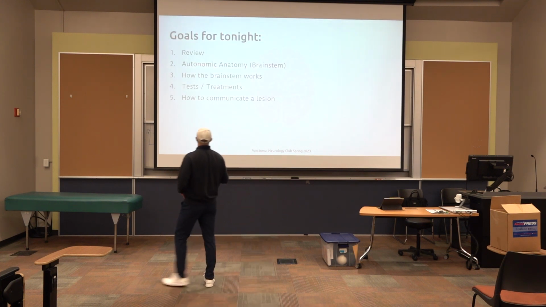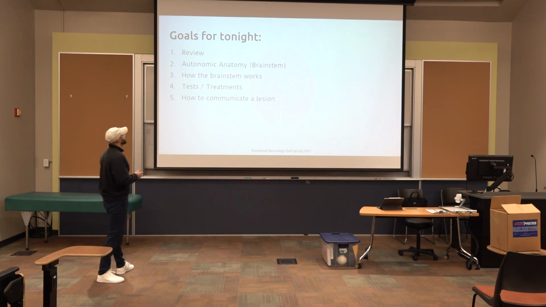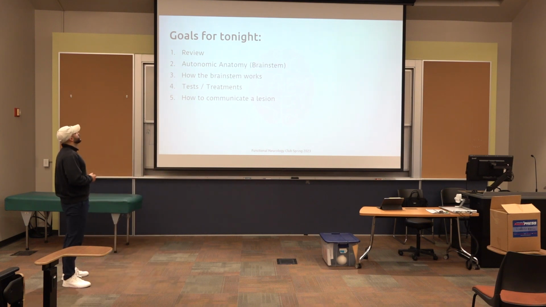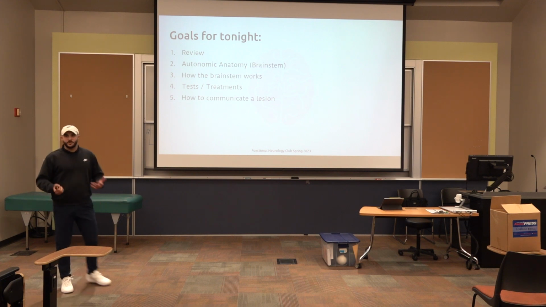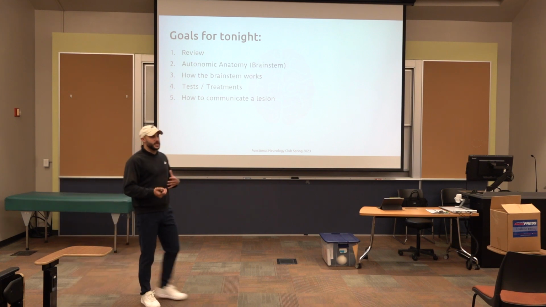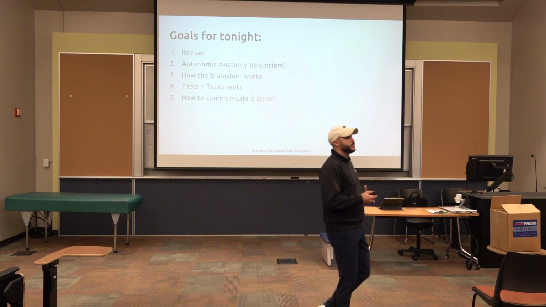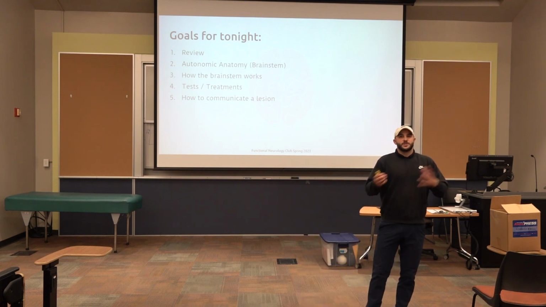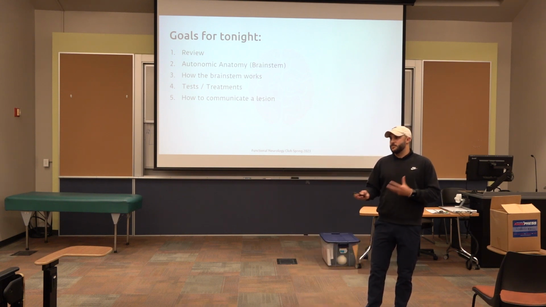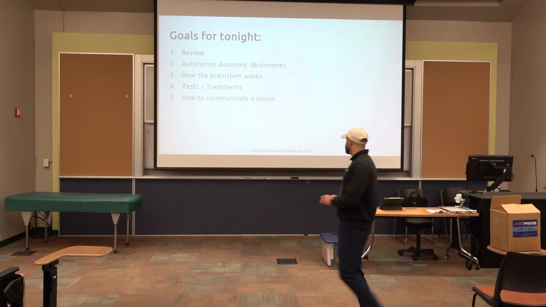Okay, so we're going to review, then Ben is going to go over the autonomic anatomy and how the brainstem works. And then I'll jump back up and go over tests and treatments and how to figure it out. And then I think this is just around the idea of trauma-informed care and how to navigate expressing to your patients that might be a little more sensitive or a little on edge, what's wrong with them, and how we're going to move forward in treating it.